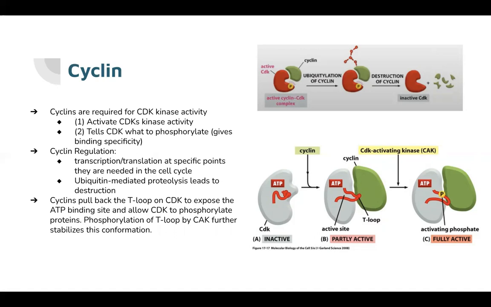And then when we don't need those cyclins for G2 phase, we're going to use ubiquitination, right? Ubiquitination tags cyclin, it goes to the proteasome, and gets degraded.